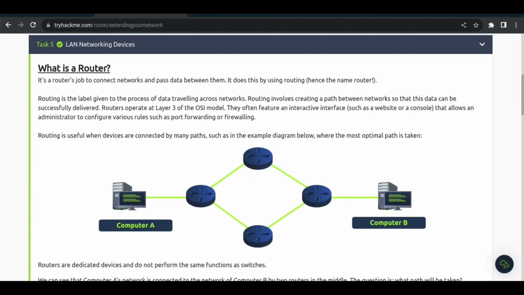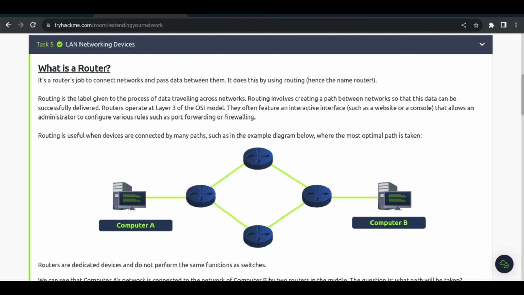What is a router? It's a router's job to connect networks and pass data between them. It does this by using routing, hence the name router. Routing is the label given to the process of data traveling across networks. Routing involves creating a path between networks so that this data can be successfully delivered.